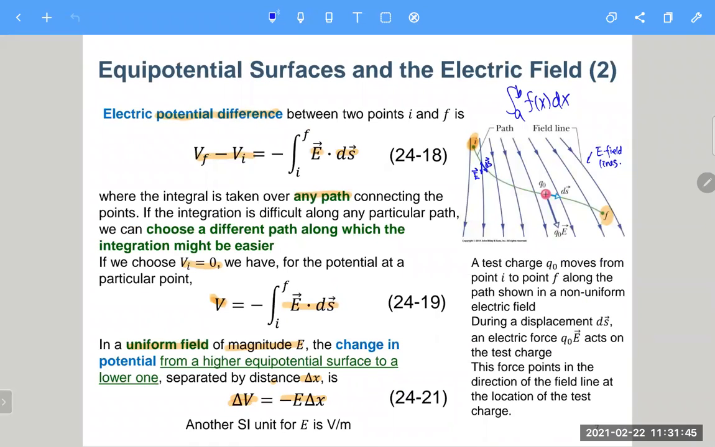So when you learn the E field in chapter 22, you know that E has an SI unit of N over C. Here we can also have V over m. Both are correct.